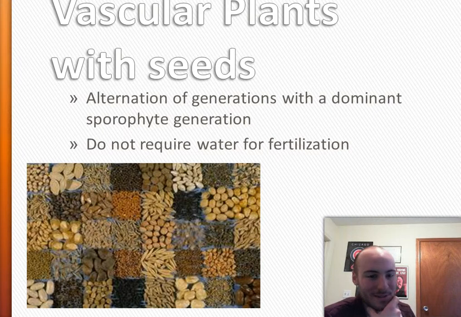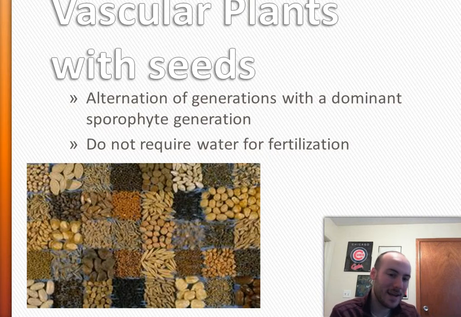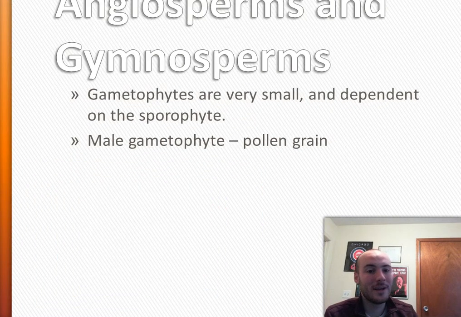Anyway, we're going to talk about vascular plants with seeds. Now, generally, the dominant life stage of these are the sporophytes. And vascular plants do not actually require water for fertilization, whereas the mosses and the ferns both required water to help spread gametes. They will not reproduce if they don't have a small puddle of water that gametes can move around through. Vascular plants do not require water for fertilization.